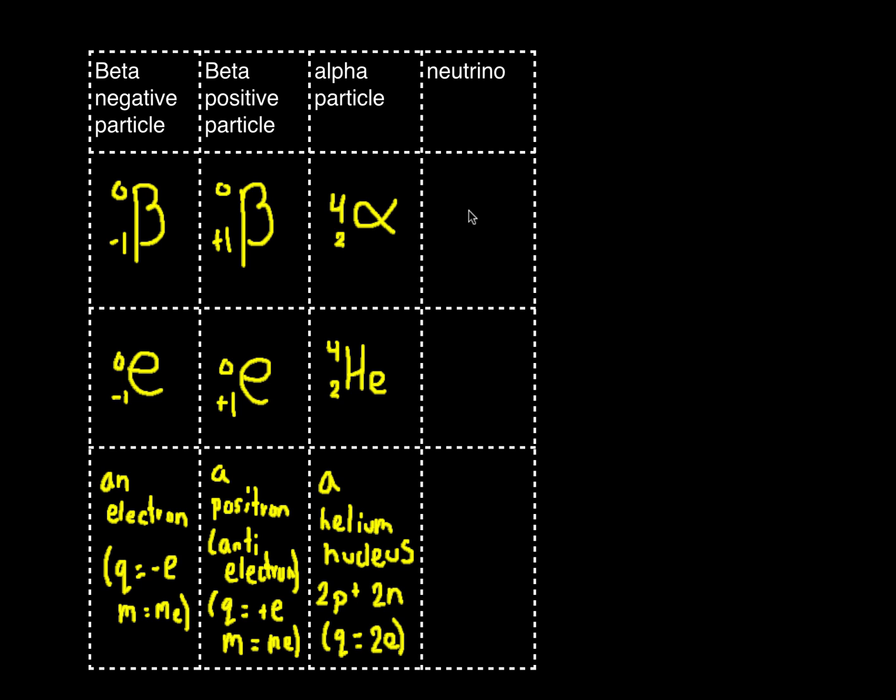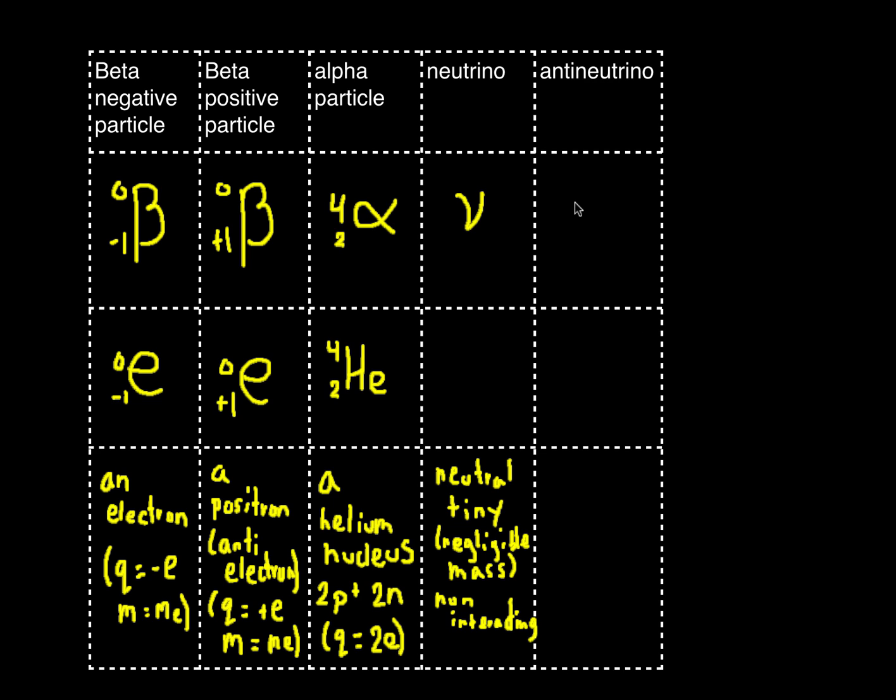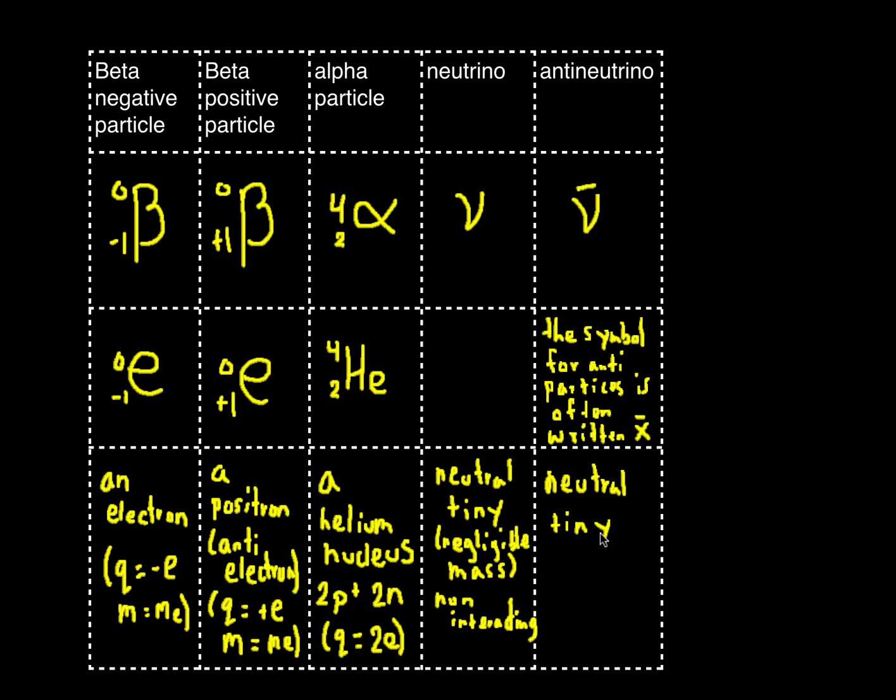The neutrino has a symbol that looks like a v but a little more curved. The neutrino is a neutral, tiny particle. It has negligible mass, which means its mass is so small it might as well be 0, and it's non-interacting, which means it doesn't interact as it passes by matter. Next we have the antineutrino, which we write as a curly v with a bar over top. The symbol for antiparticles is often written as the symbol with a bar over top, or x bar. The antineutrino is also neutral, tiny, and non-interacting.